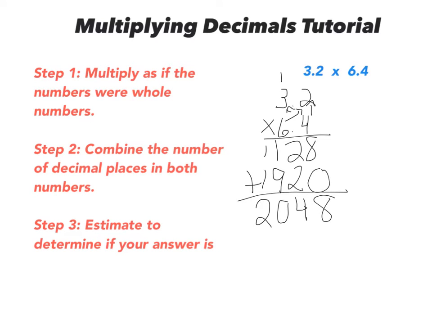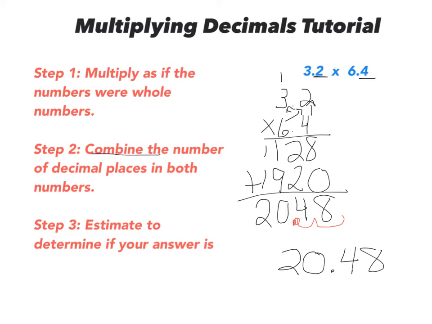Now we go to step 2. It says combine the number of decimal places in both numbers. So in this first one, I have 1 decimal place. The next one, I have another decimal place. So that is 2 decimal places. So that means I have to have 2 decimal places in my answer. So my final answer would be 20 48/100.